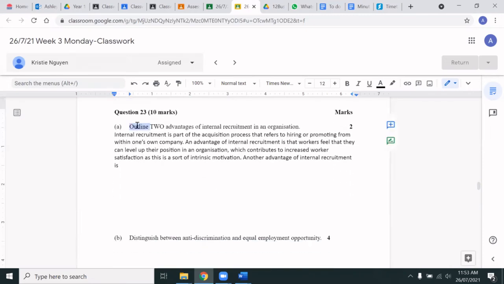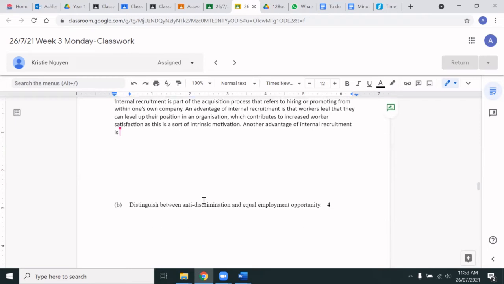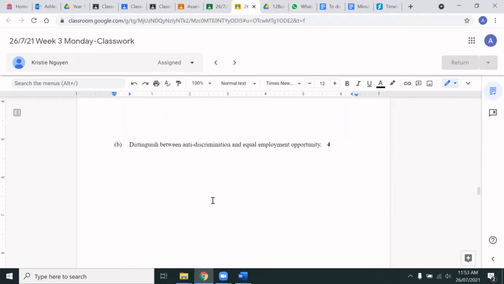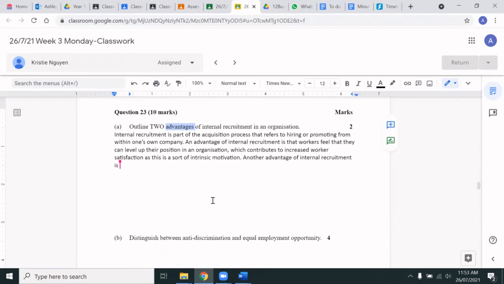Outline. Now, this is sketch in general terms. Outline 2 advantages. So remember the term advantages of internal recruitment in an organization. Now, we're looking here, guys, at HR. All right. And I can't say this enough. This is now a different question, so it's a different business function. All right. Off you go, guys.